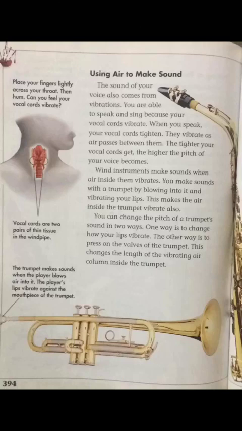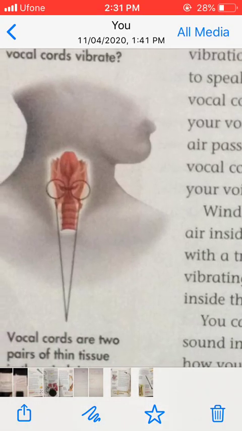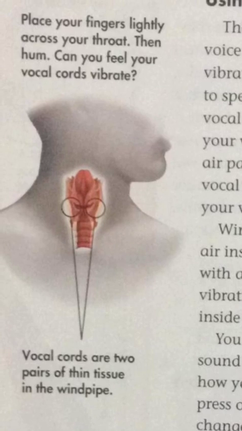So, look at this one. It's also given in your book, and they are asking you to place two of your fingers on your throat and then hum and see if your vocal cords are vibrating. As I speak, I have put my fingers on my throat and I can feel it vibrate. You can do the same, either hum or speak something, and you will see that something inside your throat starts to vibrate. You can feel vibrations. So, vibrations are what produce sound in our throat as well.